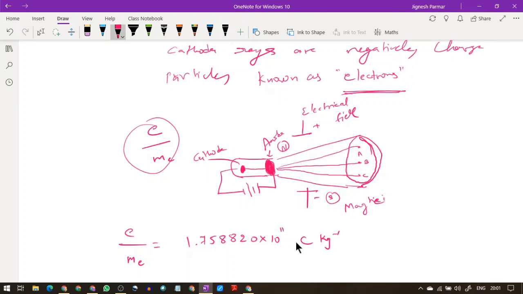Now what is this e? e is a charge. And son, understand that if we have to find the charge on an electron, how much charge is there? The charge on electron is almost -1.6022 into 10 to the power -19 coulomb. And the mass of electron that they found was 9.1 into 10 raised to -31 kilogram. They took the ratio of these two, and they got this value.